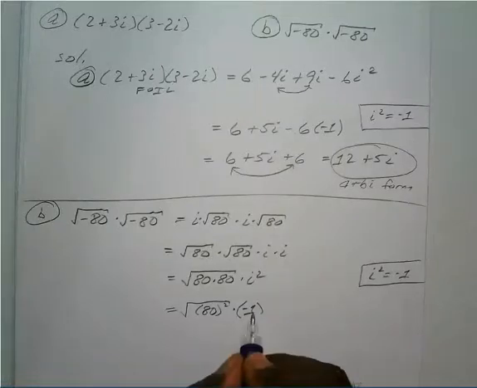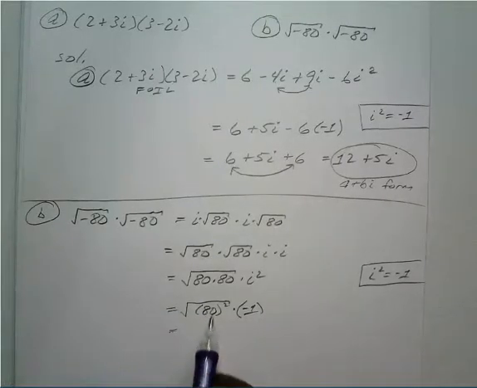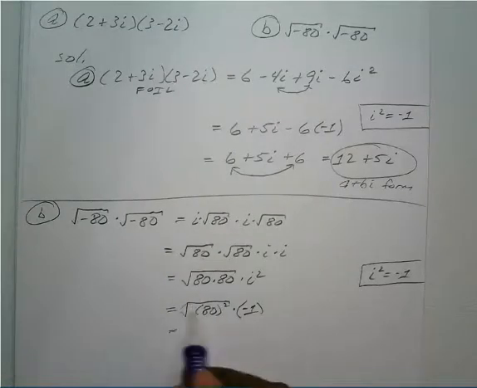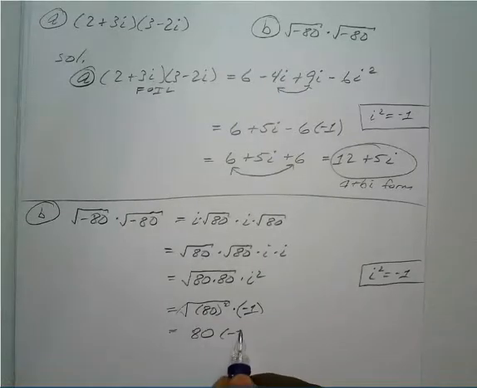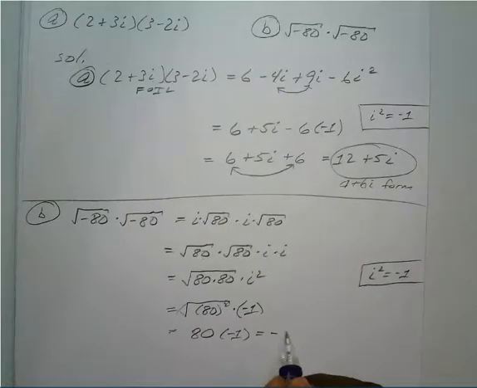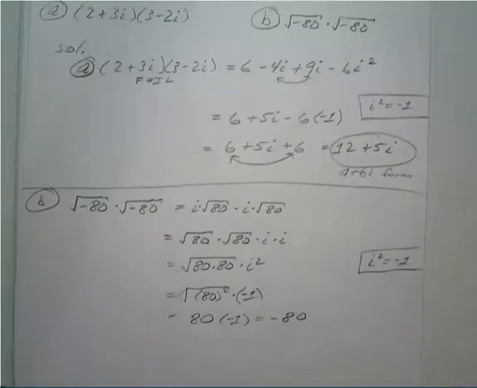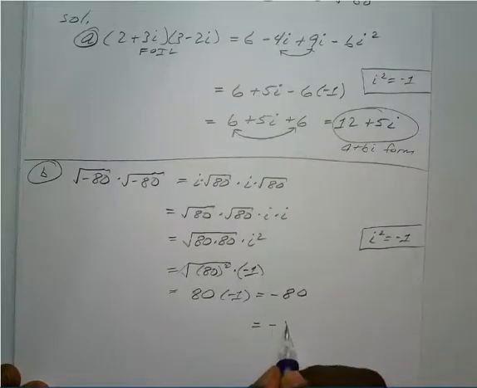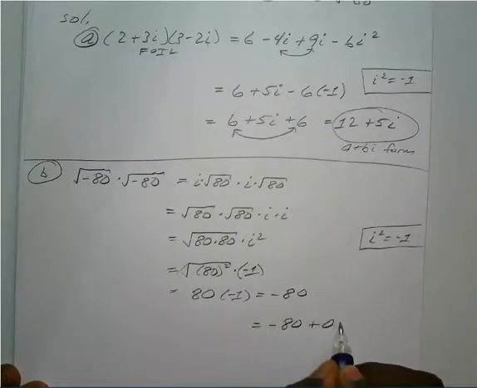Okay. So once you do that, remember, this is an index of 2. The index and the exponent cancel each other out. So those two would cancel out, and you're just left with 80 times negative 1, or just negative 80. And if they wanted that in a plus bi form, that would be negative 80 plus 0i.